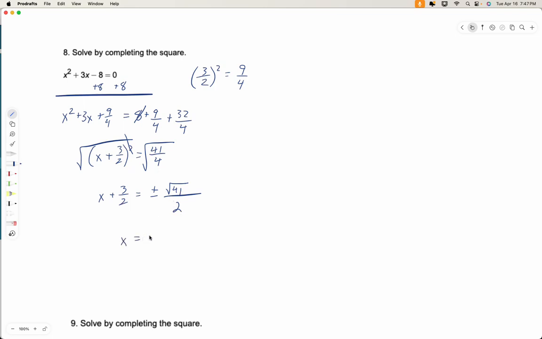So x would be equal to negative 3 over 2 plus or minus the square root of 41 over 2. That would be your answer. And you just have to type in this part. You don't have to type in x equals.